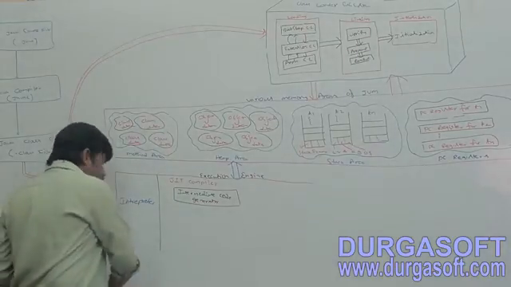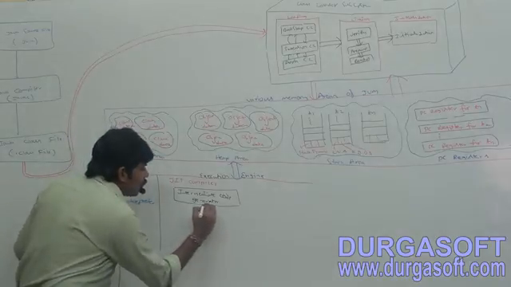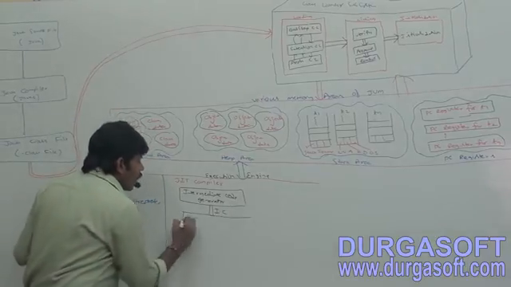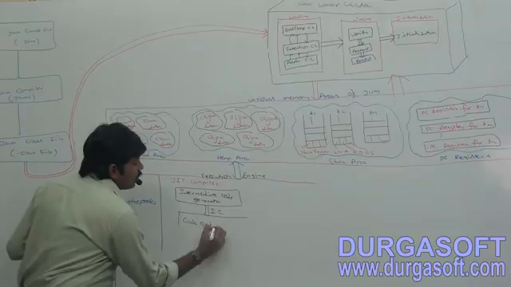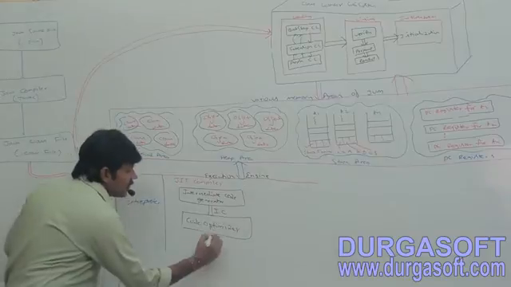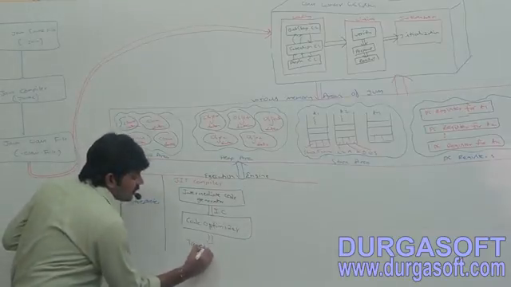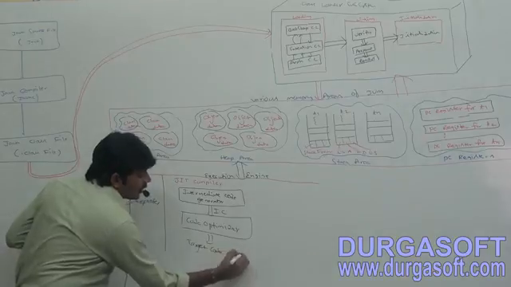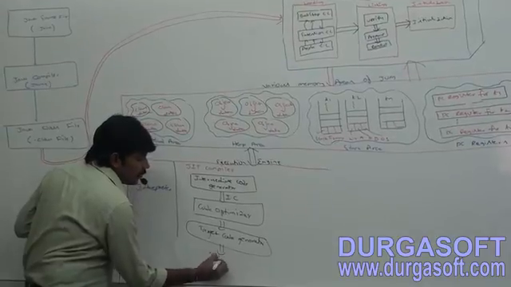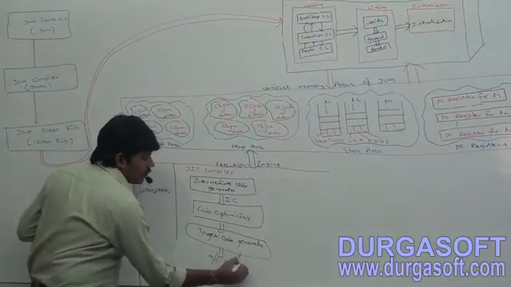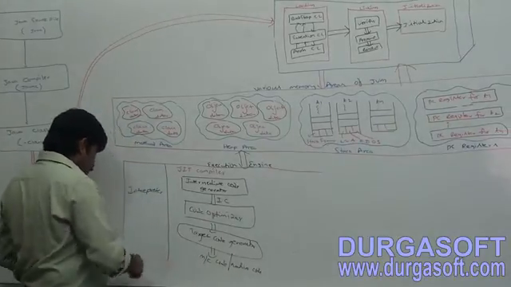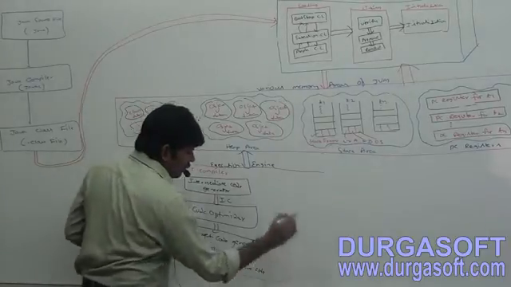The intermediate code generator produces intermediate code. Now the code optimizer is responsible to optimize that code. And then what is the next one? The target code generator. This target code generator is responsible to generate machine code or native code. Are you getting it?